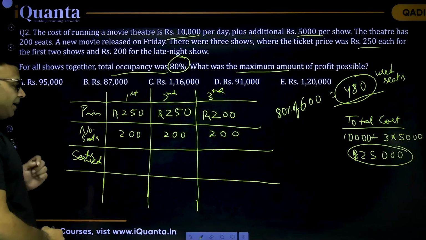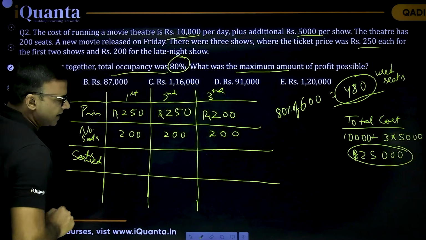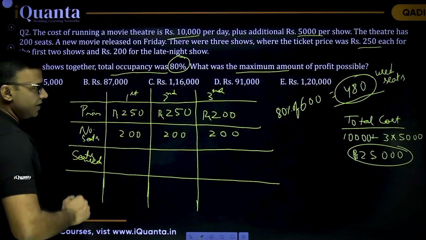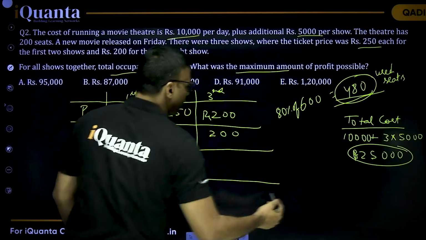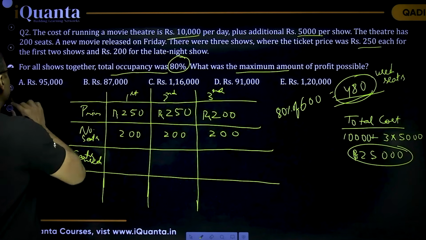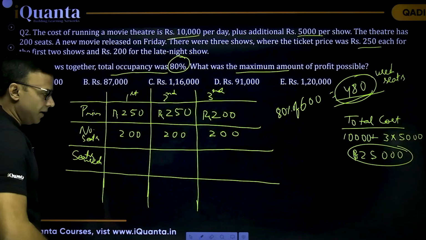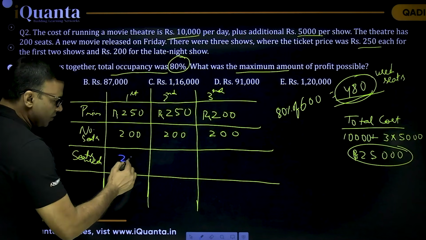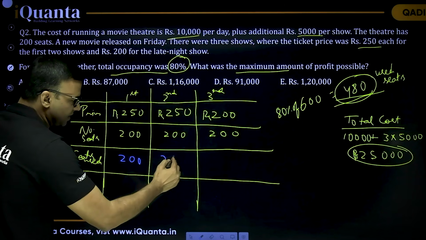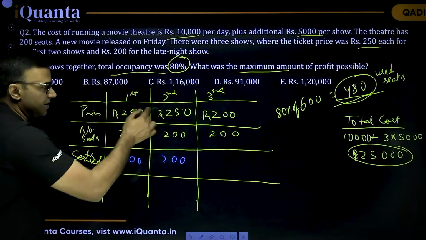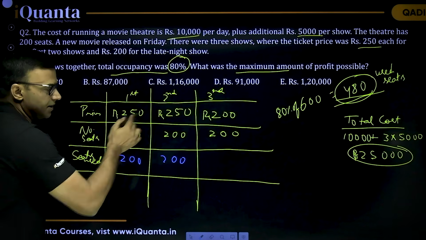Maximum collection will happen when the ticket price is higher and the number of seats used is also higher. So how do we distribute this 480 over these 3 shows? Give more seats to the situation where we have the higher price. So we can use all these 200 seats, all these 200 seats. Total 400 we have used in the first 2 shows to maximize the revenue, okay? Because the price is higher here.